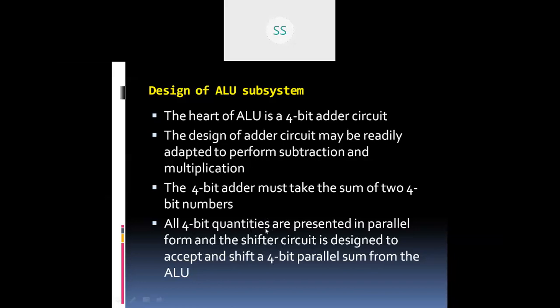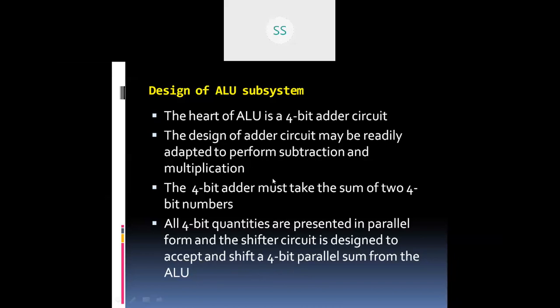So 4-bit quantities are presented in parallel form, and the shifter is designed to accept and shift that 4-bit parallel sum from the ALU also. It is not only that you provide 4-bit data; at the same time a shifter is also required which can accept the sum, which will be in a 4-bit form, and further shift it. This is the work done in the adder circuitry.